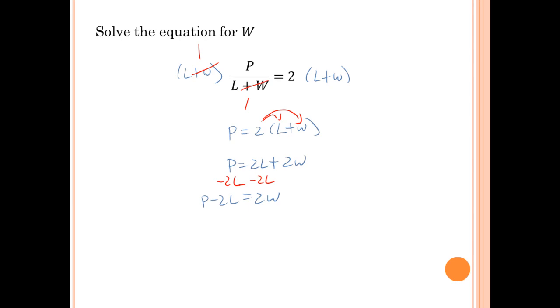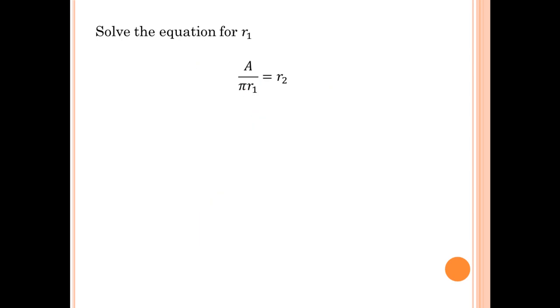Finally, we divide both sides by 2 to get this equation. After canceling the 2's, we get our final answer of P minus 2L all divided by 2 is equal to W. In this example, we want to solve the equation for R1.